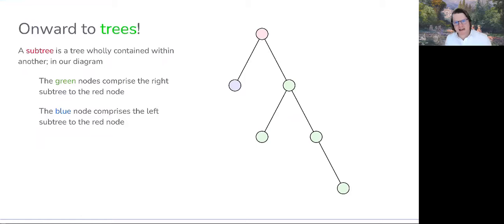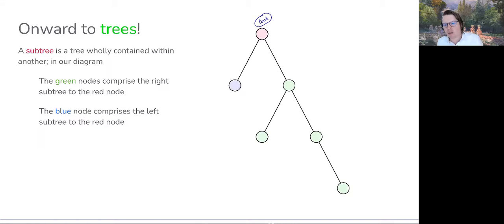Okay, so moving on, a little bit different discussion here is going to be this idea of a subtree. So a subtree is a tree wholly contained within another. So in our diagram, the green nodes comprise the right subtree to the red node. So if this is our root up here, we can say that our root is going to have both a right, and this is assuming a binary tree in that we only have left and right as options here.